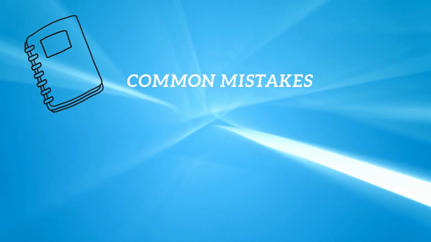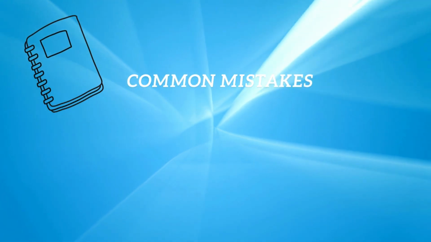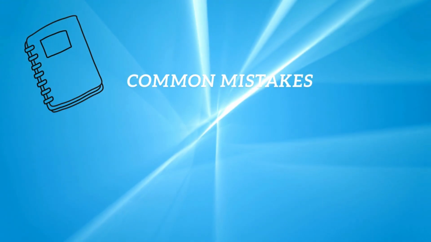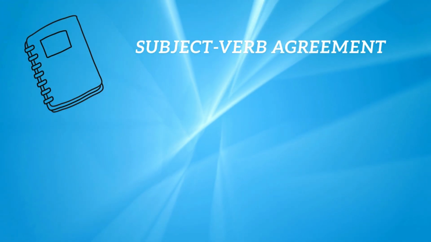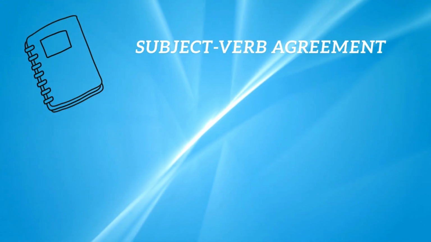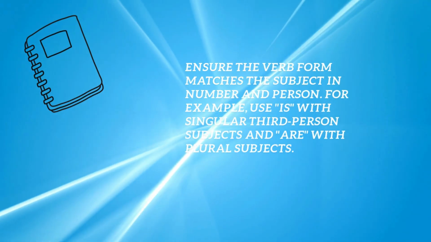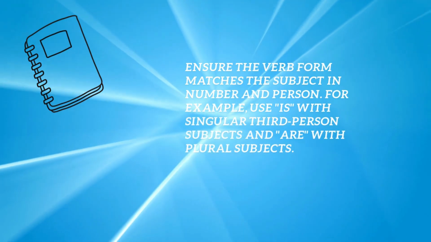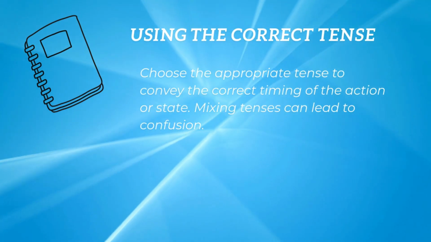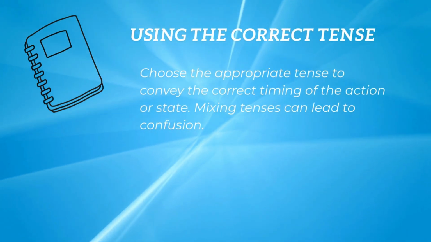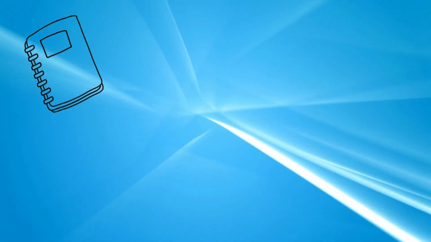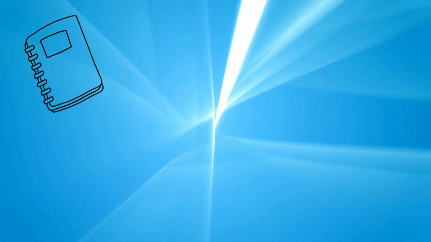Common mistakes. Subject-verb agreement: Ensure the verb form matches the subject in number and person. For example, use is with singular third-person subjects and are with plural subjects. Using the correct tense: Choose the appropriate tense to convey the correct timing of the action or state. Mixing tenses can lead to confusion.